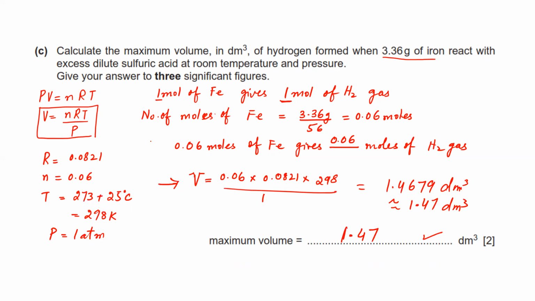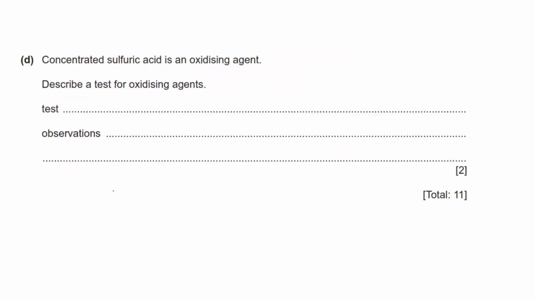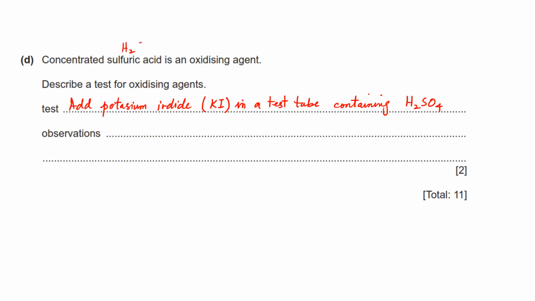So that's how you solve this. Always remember this value, and remember this is in moles, this pressure is in atm, and this value is in degree kelvins. So next part, part D, it says concentrated sulfuric acid is an oxidizing agent. This is why I test for oxidizing agent. So test for oxidizing agent, add potassium iodide in a test tube containing H2SO4. So add potassium iodide, or you call it KI, in a test tube containing H2SO4, or it's always good to write sulfuric acid.